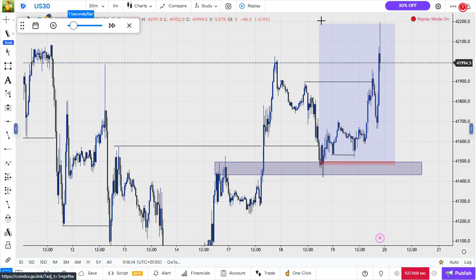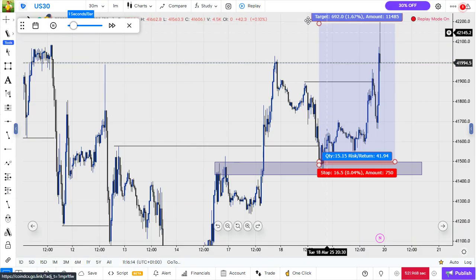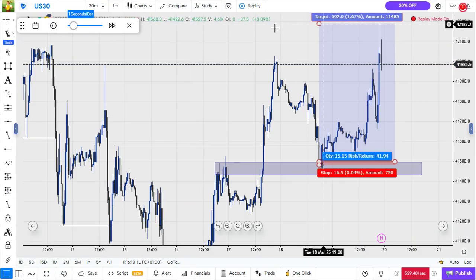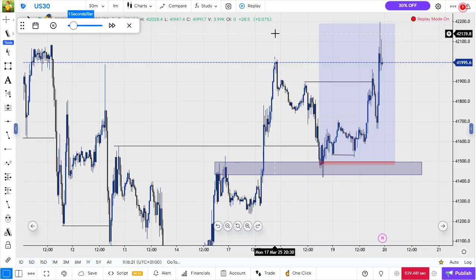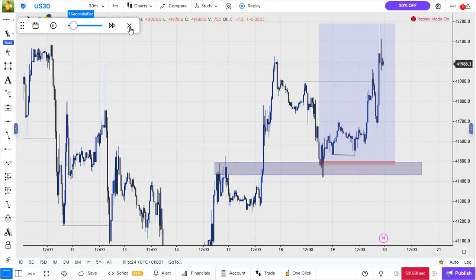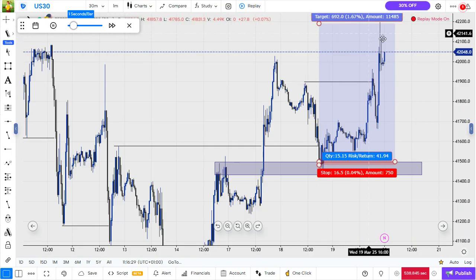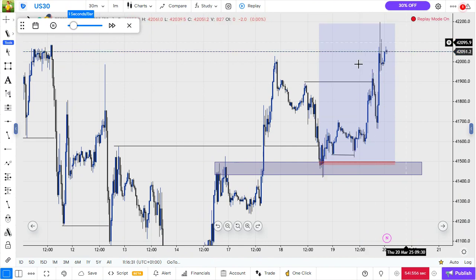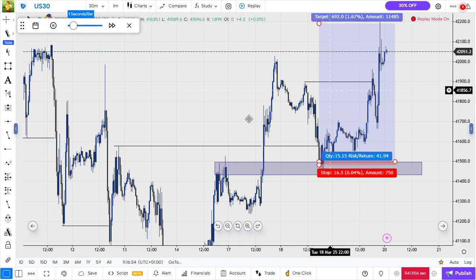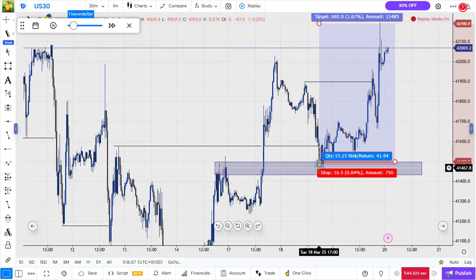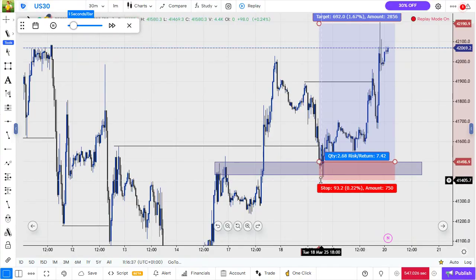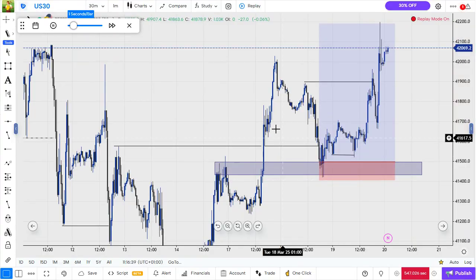Boom, TP smashed there guys. You can see we hit TP on that one, which was a perfect reaction. You can see after price swept that liquidity, swept my TP, it was just raging. This was a wonderful ride from there.